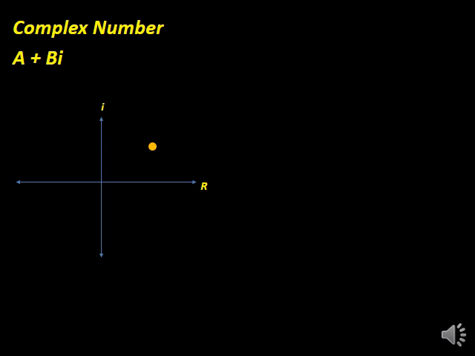Suppose we have a number, this one, which has a real part of 4 and an imaginary part of 3. This number may be written as 4 plus 3i. This is the rectangular form of that number. This number may also be represented in another form, where we can determine the distance of that point from the origin. Let's say the distance is r.